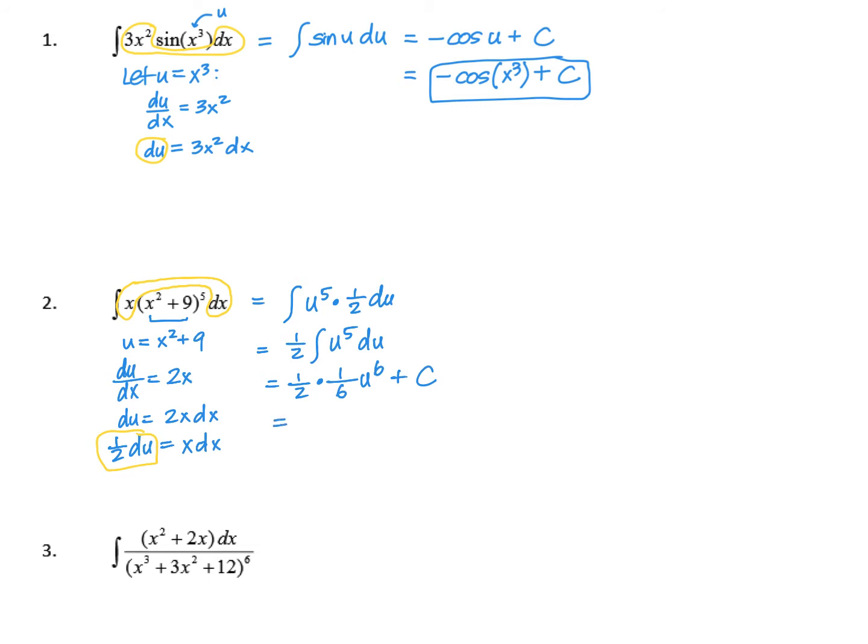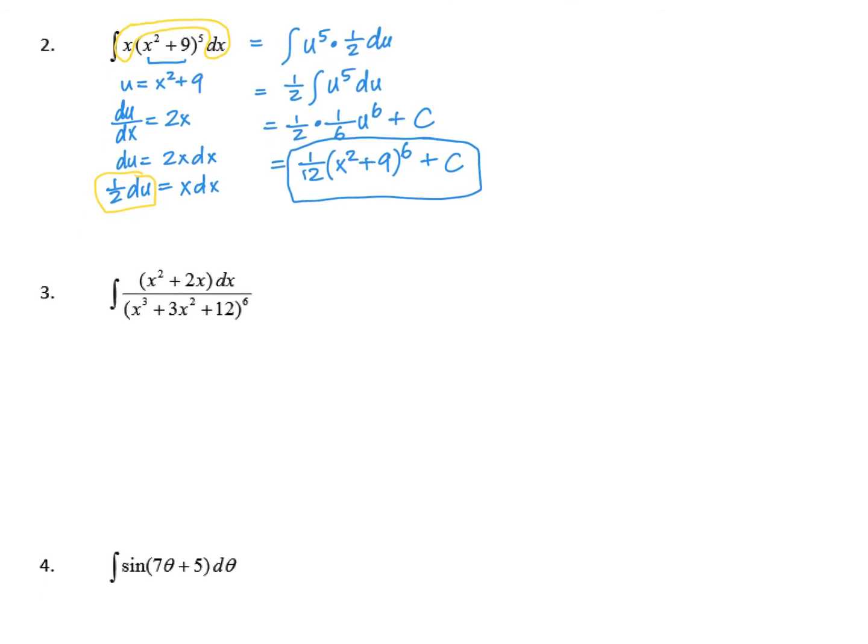1/2 times 1/6 is 1/12, and u is x squared plus 9. So we reverse substitute so that we have 1/12 times x squared plus 9 raised to the 6th power plus c. So this is our answer. Okay, let's look at the next example.